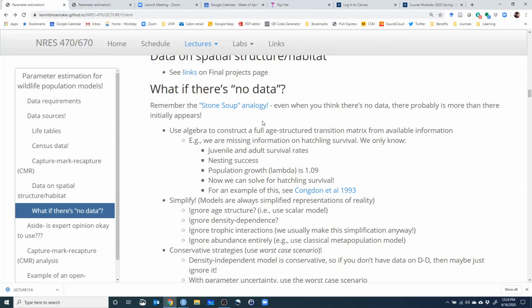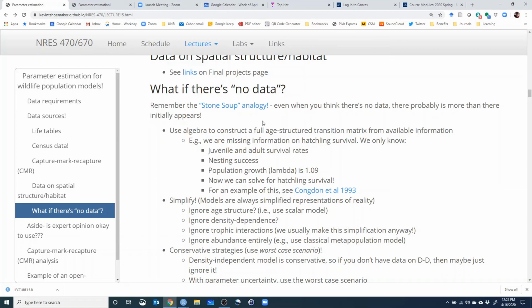Well, let's imagine we do know juvenile and adult survival rates because we're able to capture those individuals and mark them and get estimates from capture, mark, recapture. We have nesting success data, so we know something about their ability to nest. We just don't know the survival of those hatchlings for that first year of life. That's the only thing we don't know. We also know the population growth because we've monitored this population for years, and we know that the population is growing at approximately a lambda of 1.09.